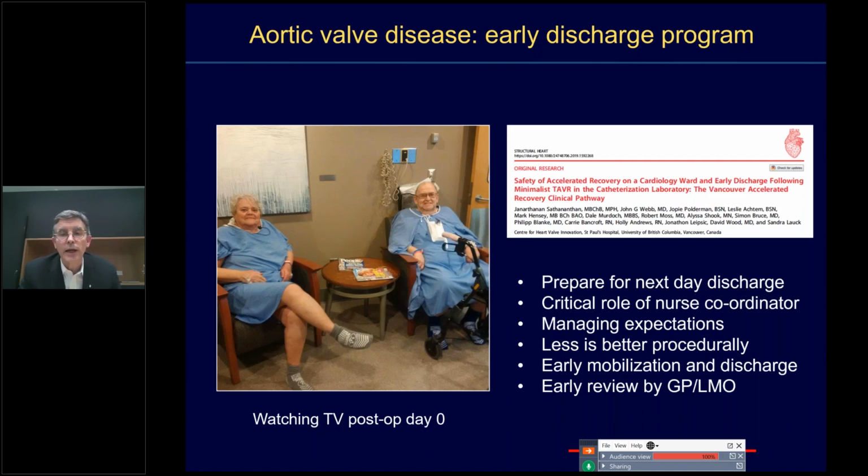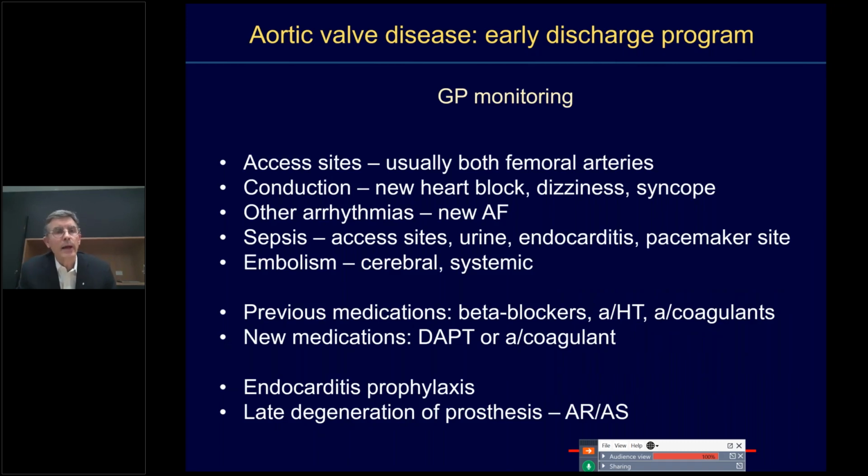So we get the nurse coordinators involved talking to families. We try to keep the procedures to a minimum. We get people up and moving. And then this is where you guys come in. We want the patients to visit you early and make sure that you're happy that the patients have not been compromised by going home early. And these are the sort of things we would like you to think about.